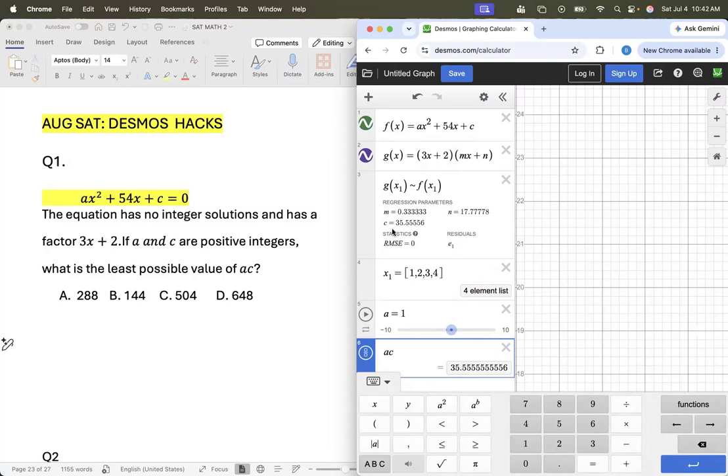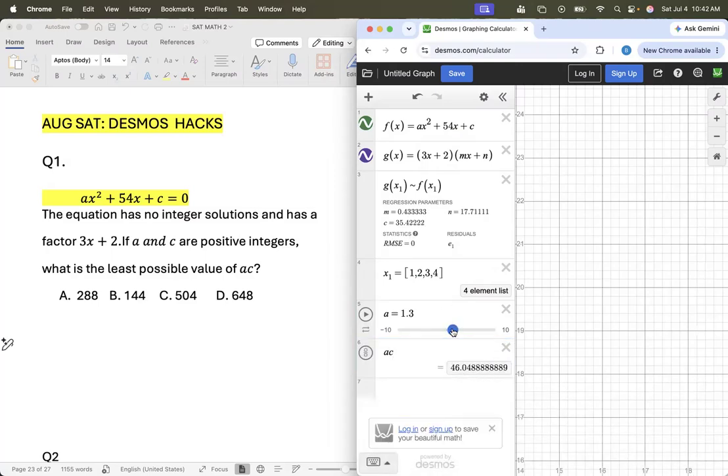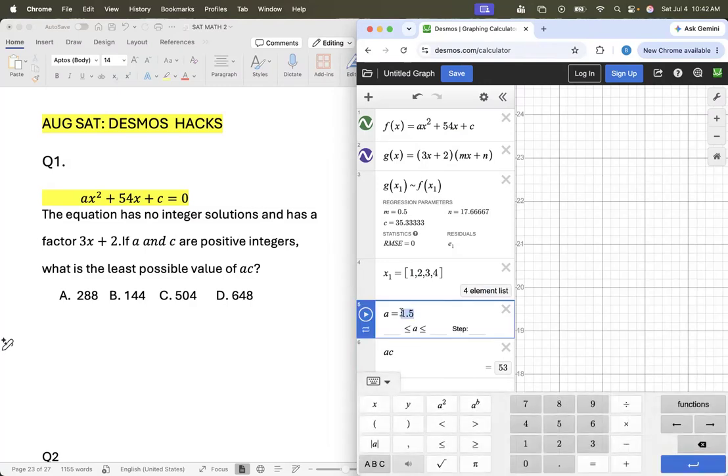So these are the things you want to do, right? So I'm going to change A first. I'm going to move it slowly. Let's see if we get integer. I put 2, it gave me C 35, right? AC is 70. It's not one of them. C is not an integer.